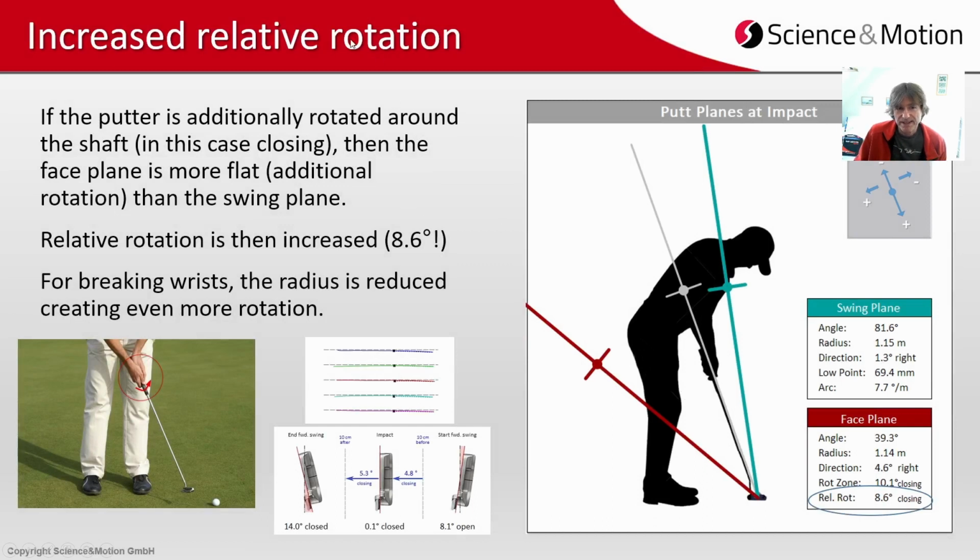However, these planes can also be different if the putter is additionally rotated around its shaft, in this case closing, which is counterclockwise, then the face plane will be more flat because there is additional rotation, and the swing plane will be more upright. Relative rotation is now very strong with 8.6 degrees. So swing plane is now 81 and face plane is only 39, and relative rotation is 8.6 closing.